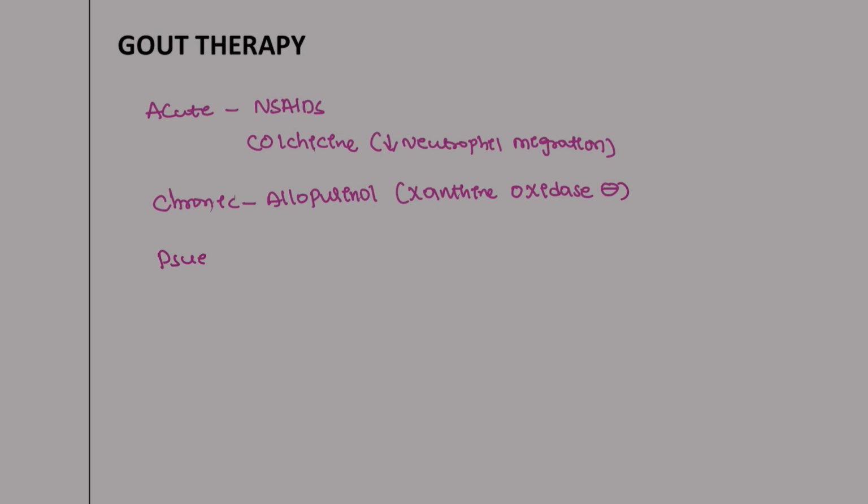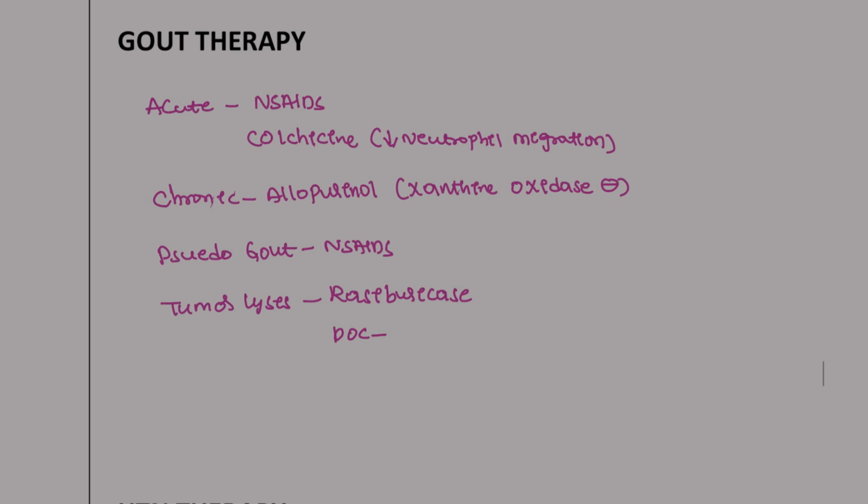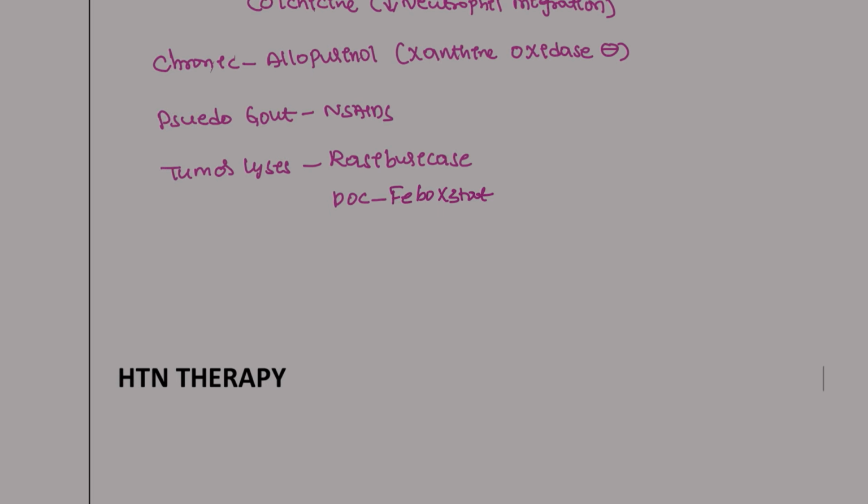Those who are suffering from the pseudo gout, for this pseudo gout patient, I can give again still NSAIDs because this is not associated with the uric acid. For the patients who are suffering from the tumor lysis syndrome, for this patient I can give the rasburicase, and the main drug of the choice for this patient is the probenecid, febuxostat or the probenecid, right? These are the drugs that I can give for the patients of the gout therapy. Next, coming to the hypertension. Hypertension is two types.